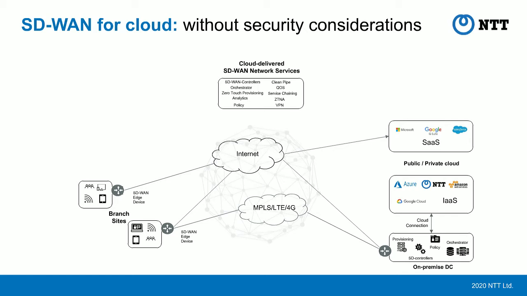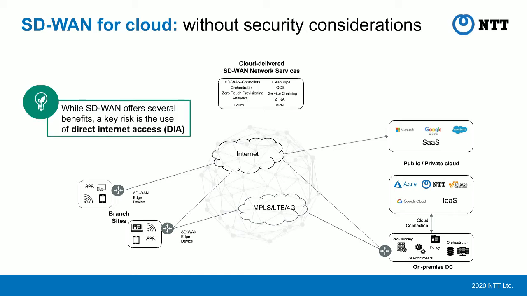And, again, a very simplistic view of the logical architecture, but two things that should jump out at you here are, one, the use of the internet for the corporate WAN traffic, and secondly, obviously, moving those workloads to the cloud. So while SD-WAN offers significant benefits, as we addressed earlier in the presentation, a key risk is, again, the use of direct internet access and cloud for your corporate WAN traffic.